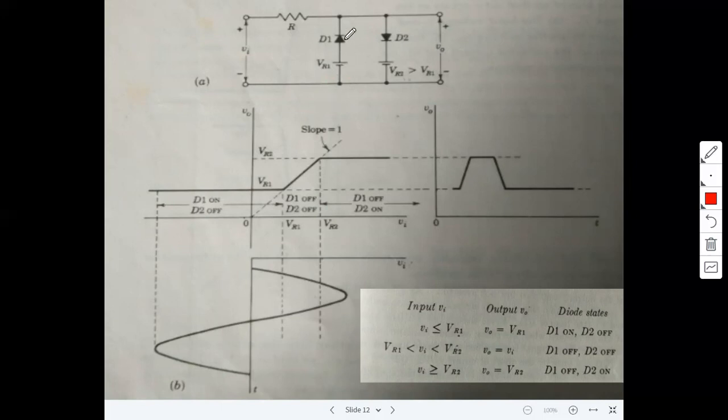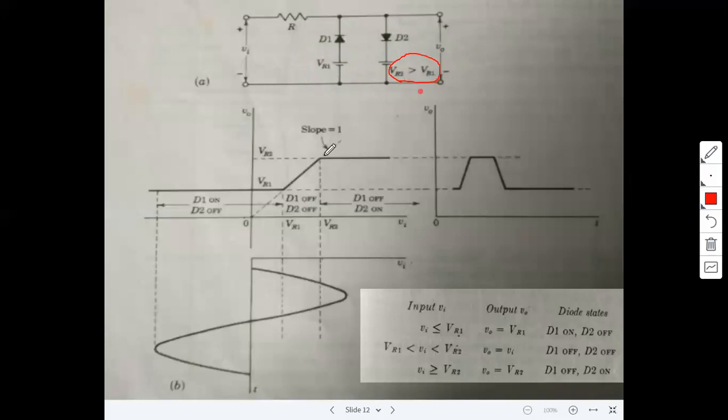Now observe here, these two diodes are connected in opposite fashion. This is plus and this is minus, whereas this one is plus and this one is minus. But coming to the bias, both are positive bias only. VR1 is positive, VR2 also positive. But only one condition here: VR2 greater than VR1. This is an important condition, VR2 greater than VR1, right?